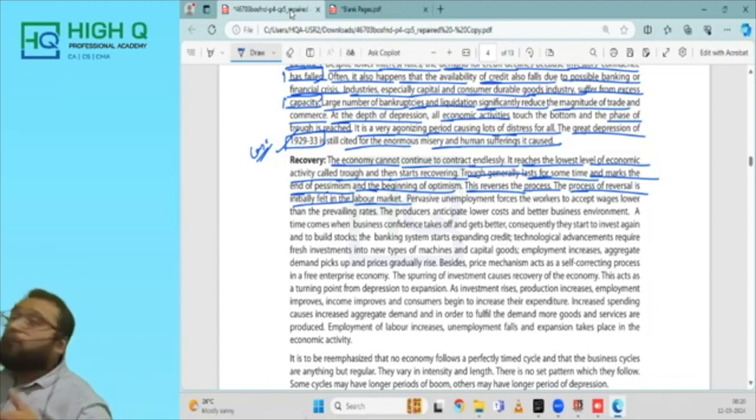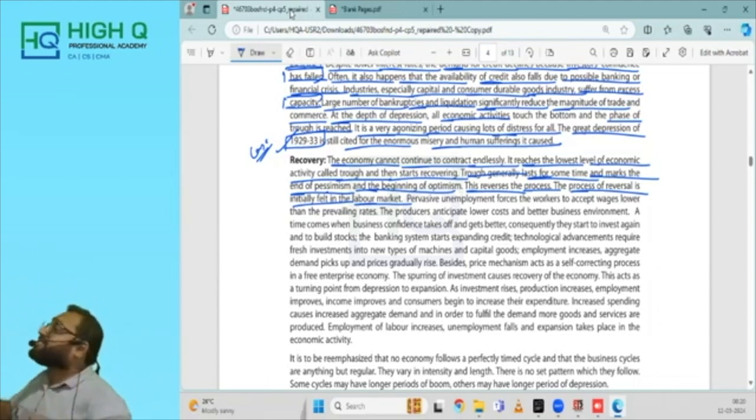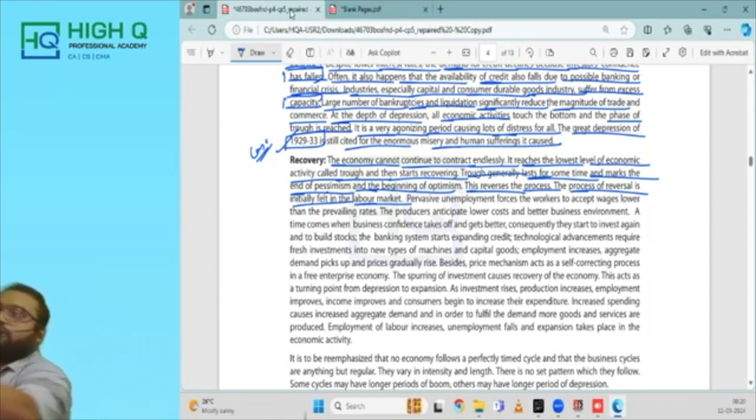Why? He wants work. Yes or no? What does he want? He wants work for survival. Say yes or no? He will go to the market. Whatever work he gets, whatever rate is applicable, he is ready to take.